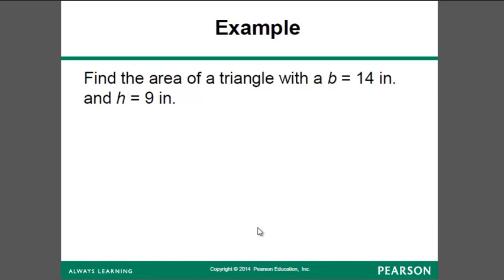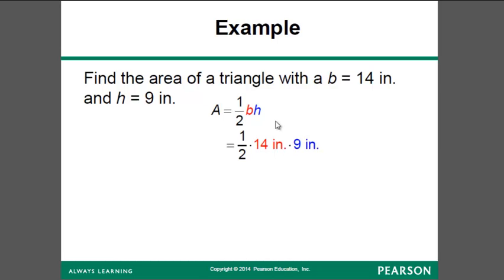Here, I want to find the area of a triangle with a base of 14 inches and a height of 9 inches. Well, first of all, I have to remember that the area of a triangle can be found by taking 1/2 the base times the height. Now my base was 14 inches and my height was 9 inches. So I substitute the 14 and the 9 in for my base and my height.